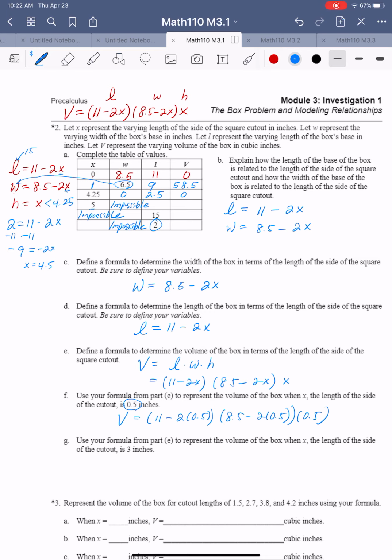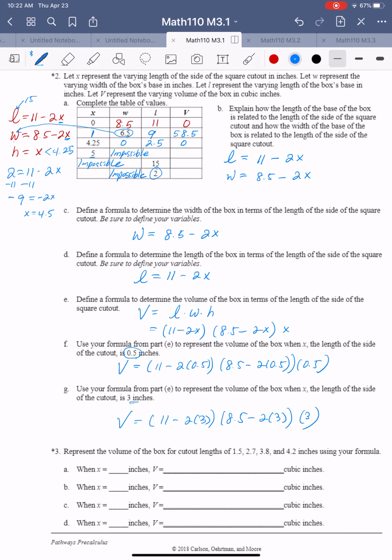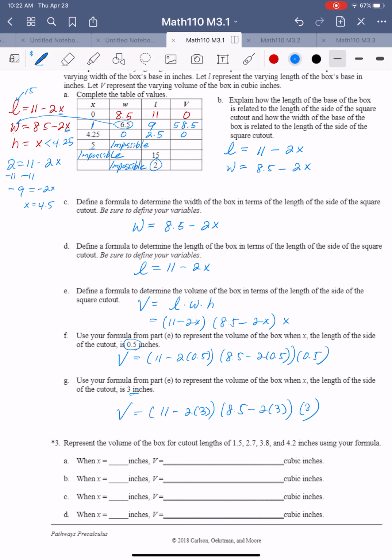Okay, and then they use the formula from part E to represent that the length of the cutout is now 3. So now the volume becomes 11 minus 2 times 3, 8.5 minus 2 times 3, and then times 3. And then that will represent the box. So now number 3, I think you can do easily.